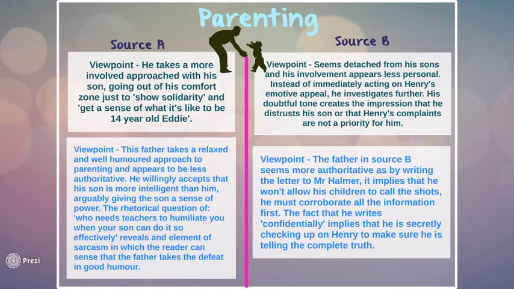With source B, on the other hand, the father does seem to be more authoritative, as the fact that he's writing the letter to Mr. Harmer in the first place almost shows that he won't allow his children, in particular Henry, to call the shots. It's almost like he needs to corroborate, he needs to check everything over first before he'll take it as fact. And he also uses, as an embedded clause, the adverb "confidentially." That gives us an impression that he's going about it a bit secretly and slyly, almost like he's checking up on Henry. So we definitely get the sense that he is a little bit more authoritative.